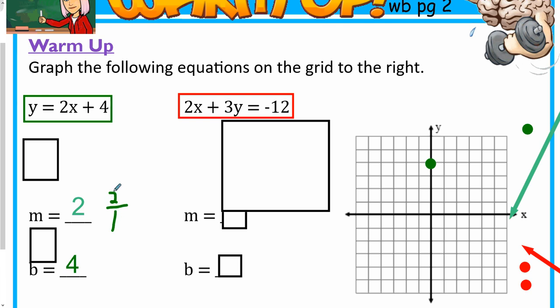The question is, are we going up or down? If it's positive, we're going to go up. If the number is negative, we're going to go down. So from your y-intercept of 4, you want to go up 2 spots and over to the right 1. And this is where you're going to end up. You can repeat the pattern in the other direction. Instead of going up 2 over to the right 1, you can also go down 2 over to the left 1, down 2 over 1, and so on. So this pattern continues. And then you want to join your points to create your line.